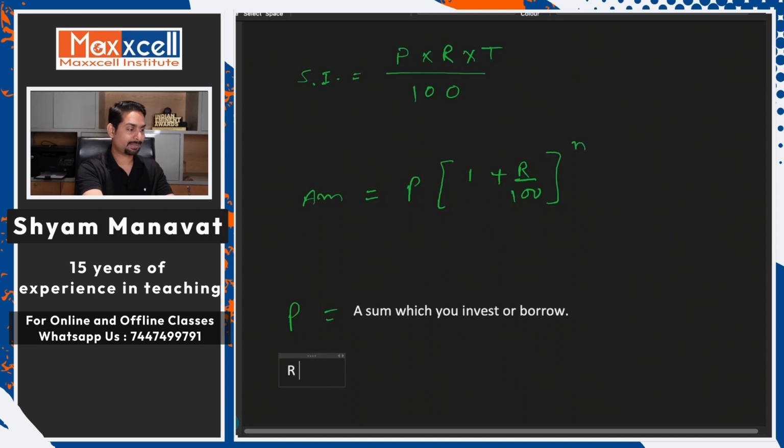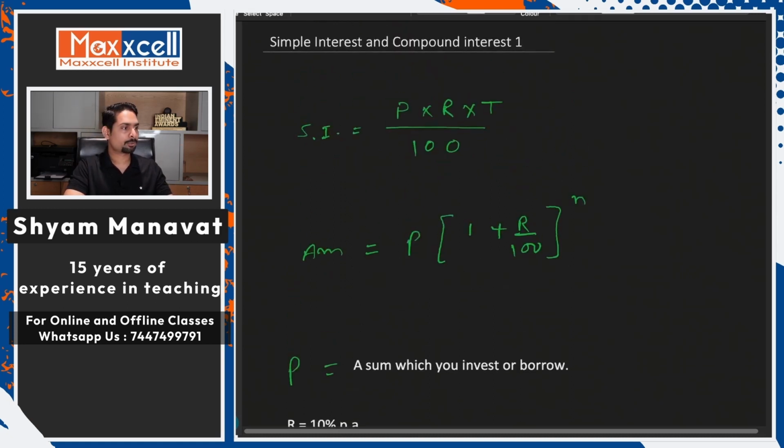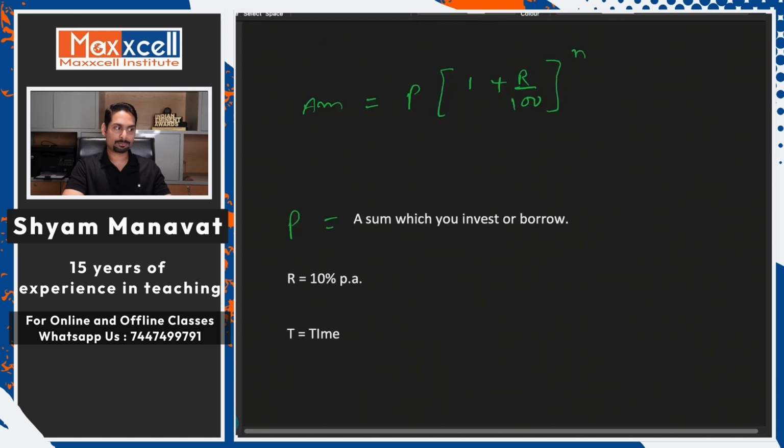What do they mean? The R here is rate of interest, which is usually represented in percentage form with the unit per annum, which is per year, percentage per year. Then T stands for time, that is in months, days, years, whatever the question says. So that is nothing but the time period. Here you have N. This I will explain once we discuss compound interest in depth.